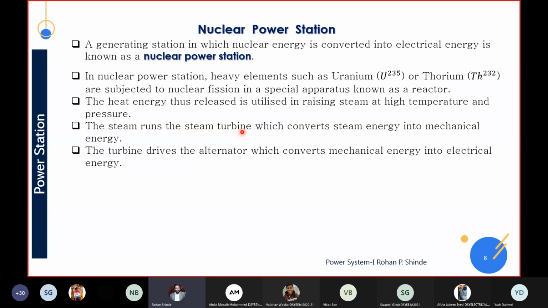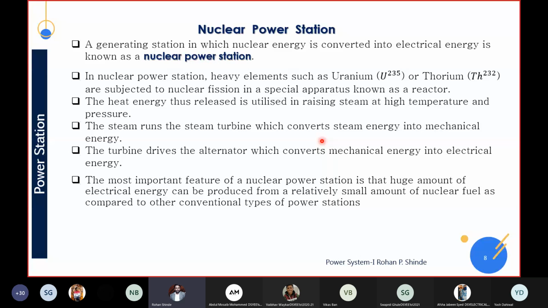Now this steam turbine converts steam energy into mechanical energy. What is mechanical energy? The rotation of this turbine, right? Rotation of this turbine is nothing but mechanical energy. Now this rotating steam turbine drives the alternator, which converts mechanical energy, that is nothing but rotational energy, into electrical energy.